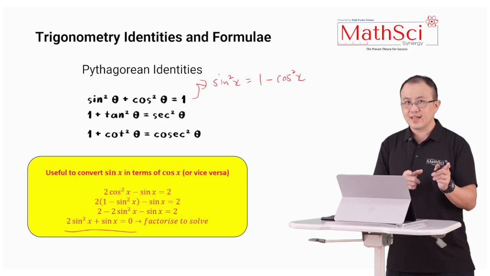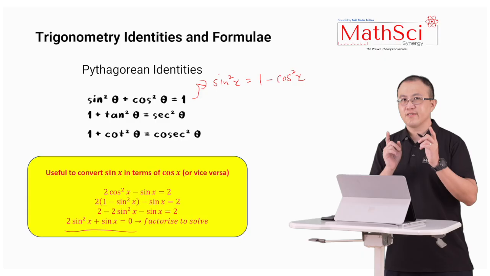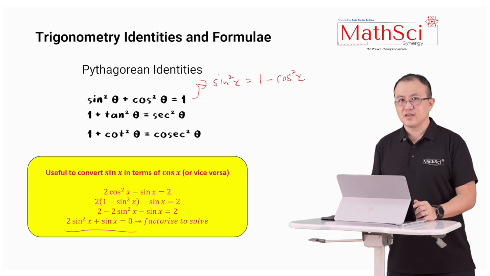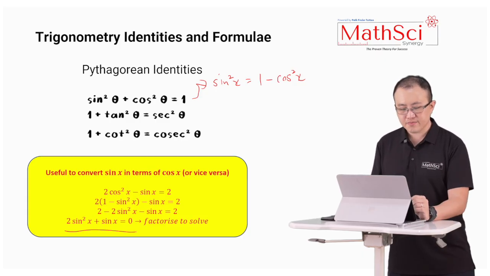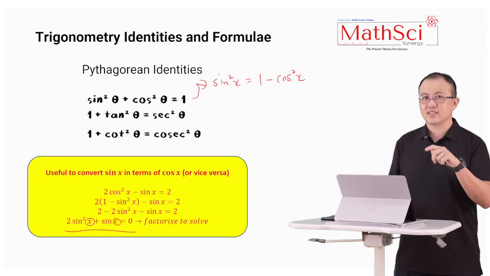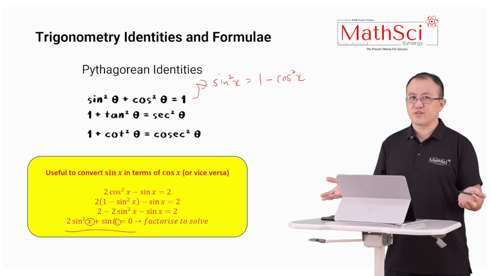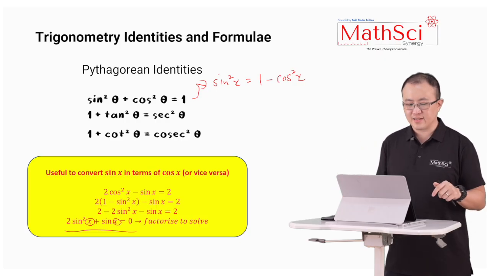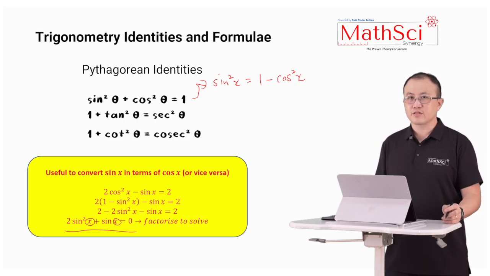And why do we need to do that? This is where we can factorize. Not only must the function be the same, the angle must also be the same. You cannot have 2x and x; with 2x and x you cannot solve. So the terms must be totally identical. Then from here, you can factorize and solve.